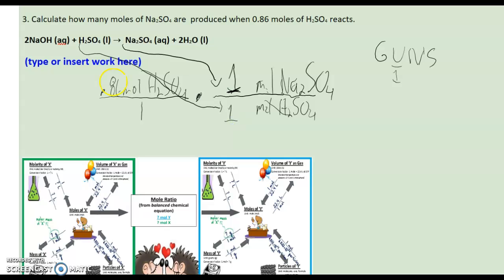Great. So my final answer is going to be 0.86 moles times 1, divided by 1. 0.86 over 1 equals 0.86, and I'm left with this unit, moles of Na2SO4. Mole Na2SO4.